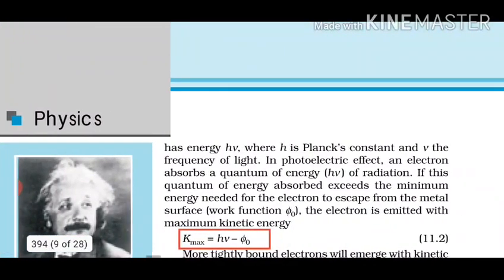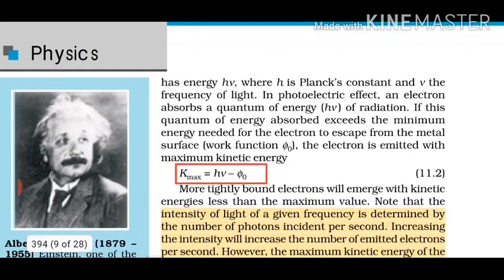So basically Einstein's photoelectric equation is K maximum, which is what? The energy of the ejected electron. It is equal to h nu. What is h nu? h nu is the energy of the incident photon minus phi naught. And what was phi naught, everyone? Phi naught was work function.